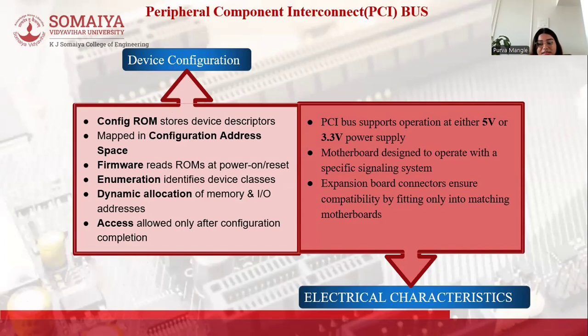Let's look into the device configuration and electrical characteristics of the PCI bus. Each PCI device has a configuration ROM storing its ID and details. When the system starts, firmware reads their ROMs, performs enumeration, and assigns memory and input-output addresses so every device communicates without conflict. The PCI bus works on 5-volt or 3.3-volt power depending on the motherboard.